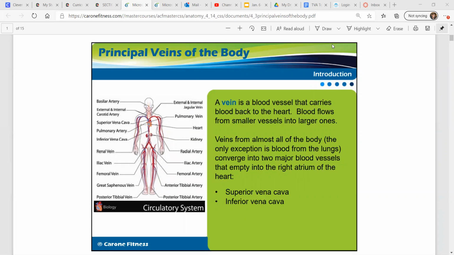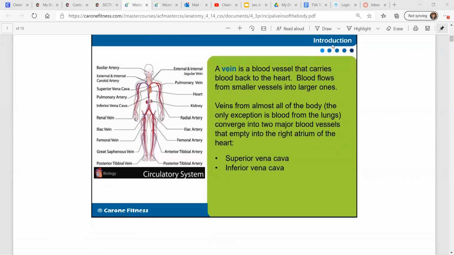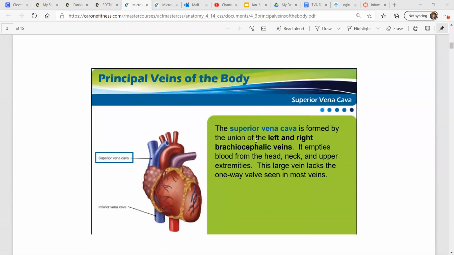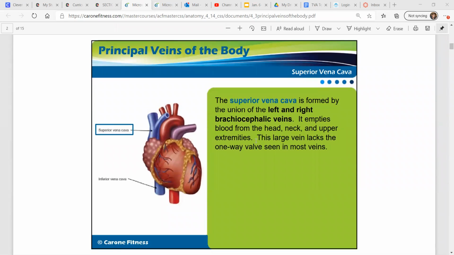Blood flows from smaller vessels into larger ones. Veins from almost all of the body, the only exception is blood from the lungs, converge into two major blood vessels that empty into the right atrium of the heart. And we have the superior vena cava and the inferior vena cava. Firstly, we'll talk about the superior vena cava, and that's formed by the union of the left and right brachiocephalic veins. It empties blood from the head, neck, and upper extremities.